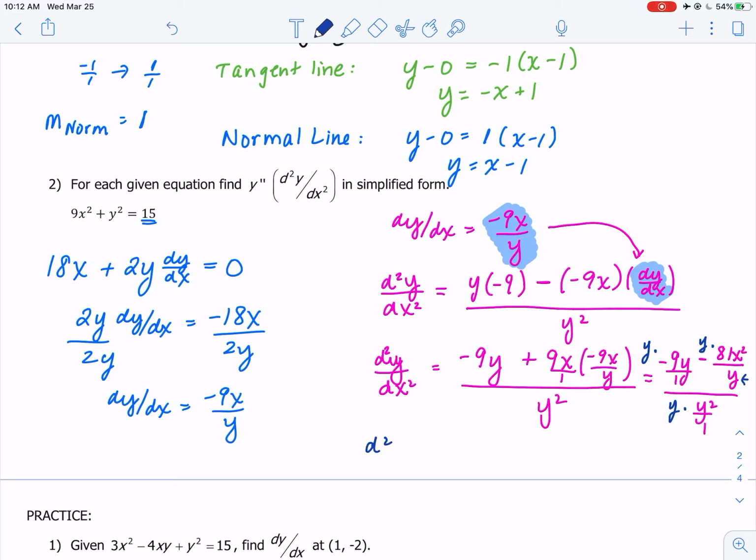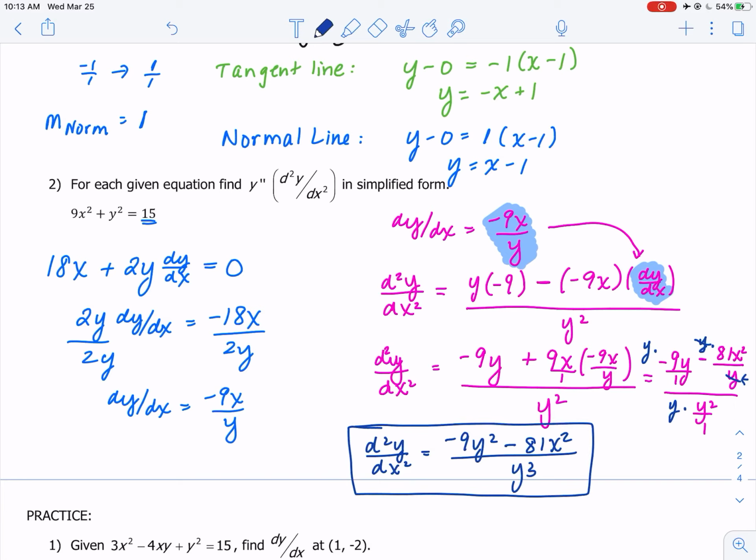That means that our second derivative, when we clean it up, has our first term here, that's going to be negative 9y squared. Notice nothing cancels. And for the second one, notice that the y cancels with the y. So we're left with minus 81x squared. In your denominator, again, nothing cancels, so you're just going to be left with y to the third. Now that your derivative is written in terms of x's and y's, you're good to go.